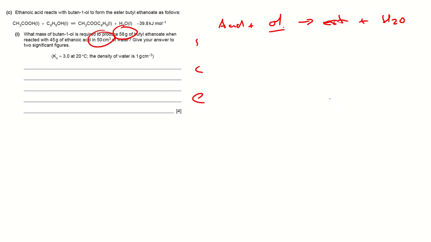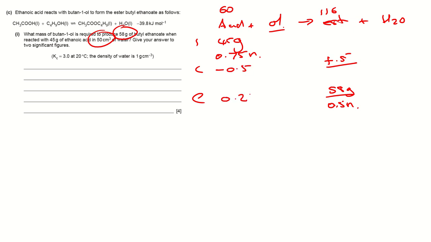Okay, so we've got to make at equilibrium 58 grams of this, and if I calculate out the RFM of that ester, the RFM of that ester is 116. So 58 grams is equal to 0.5 moles of that. I'm going to start off up here with 45 grams of my carboxylic acid. My carboxylic acid has an RFM of 60, so that tells me I'm going to start off with 0.75 moles of that. Now, my ester, I have made 0.5 moles of it, so therefore I'm going to use up 0.5 moles of my acid. It's going to leave me with 0.25 moles of acid left over at equilibrium.